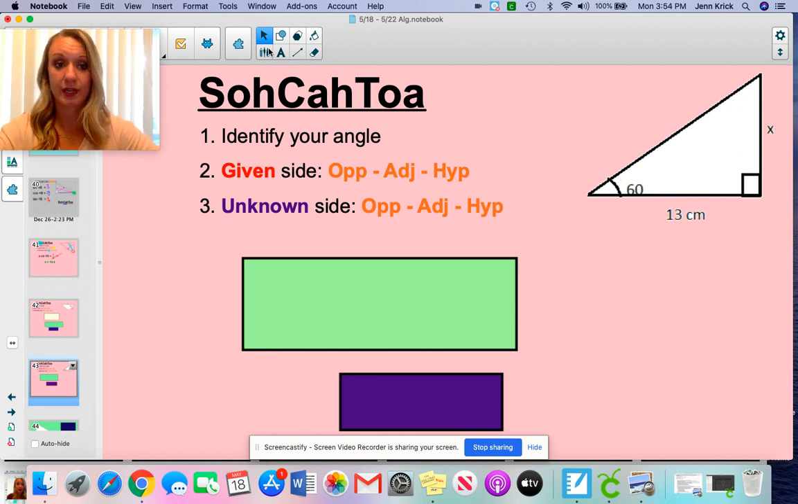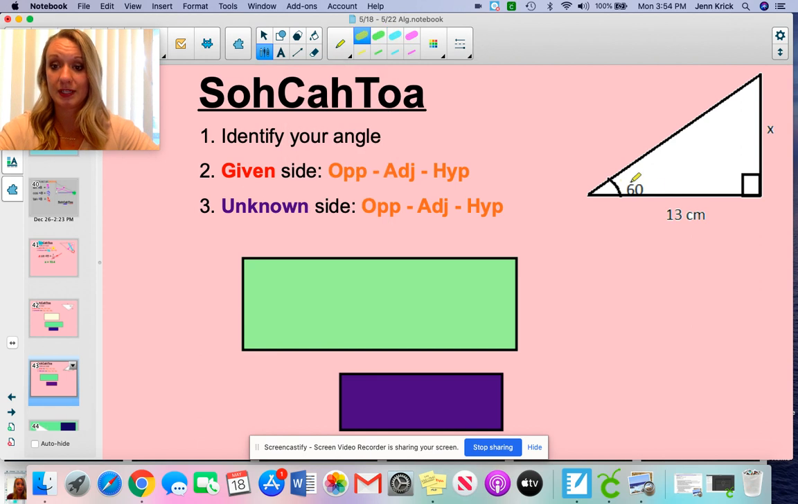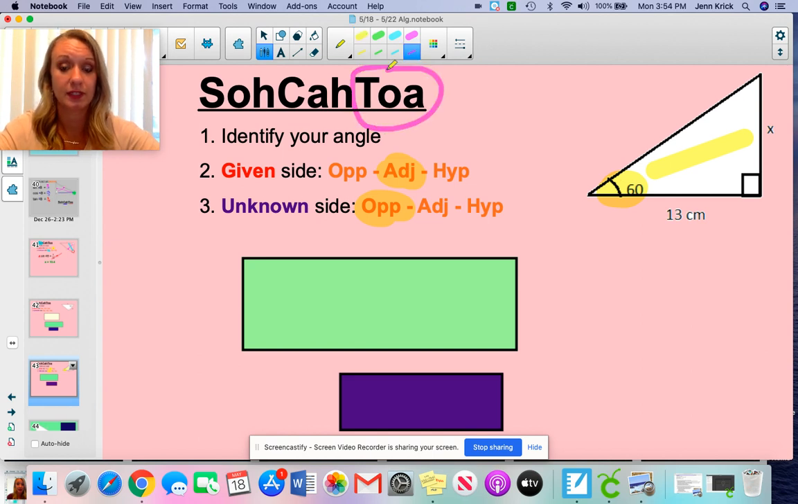So step one, let's identify our given angle. I see that it's right here and it is 60. My given side, that's right here, is adjacent because it's right next to it. The unknown side, what I'm solving for, because it's across from it, it's going to be opposite. Then ask yourself, which function uses opposite and adjacent, O and A? And it is tangent. Because look, this is the only one that has O and it has A.